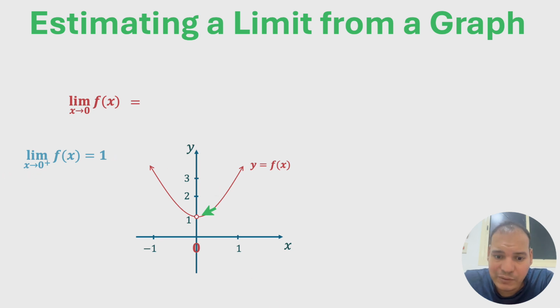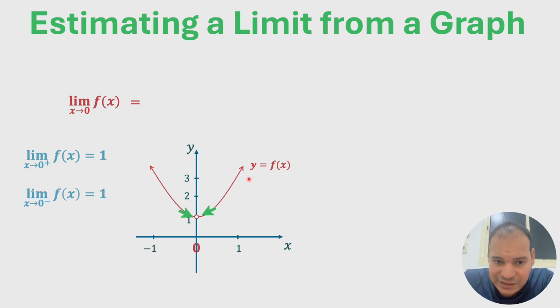Let's do the same thing from the left. Approaching x equals 0 from the left gives us also 1. This can be written mathematically like this. The limit of f of x when x approaches 0 from the left, 0 negative, means 0 from the left, is also equal to 1.